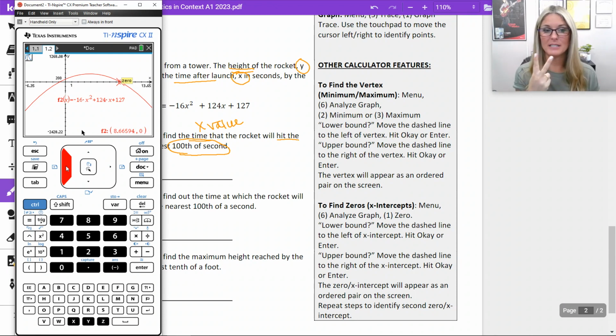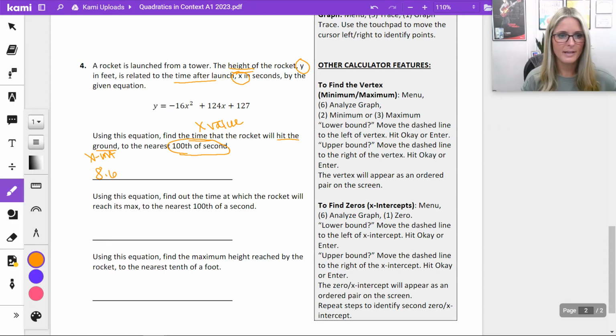Hundredth is 2 decimal places. We will look to the third to tell us how to round. So we have 8.665. The 5 says to round it up. 8.66594 was what was given. We are rounding to the nearest hundredth or 2 decimal places. So the 5 says round it up. We have 8.67 seconds.